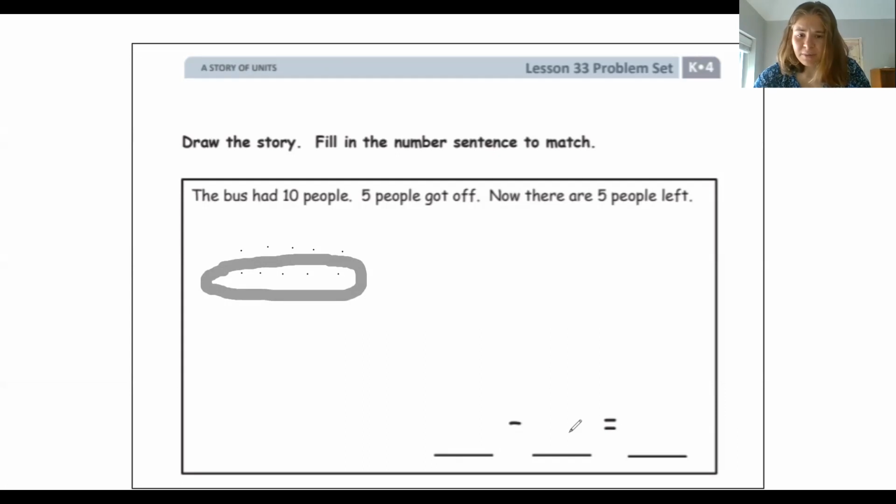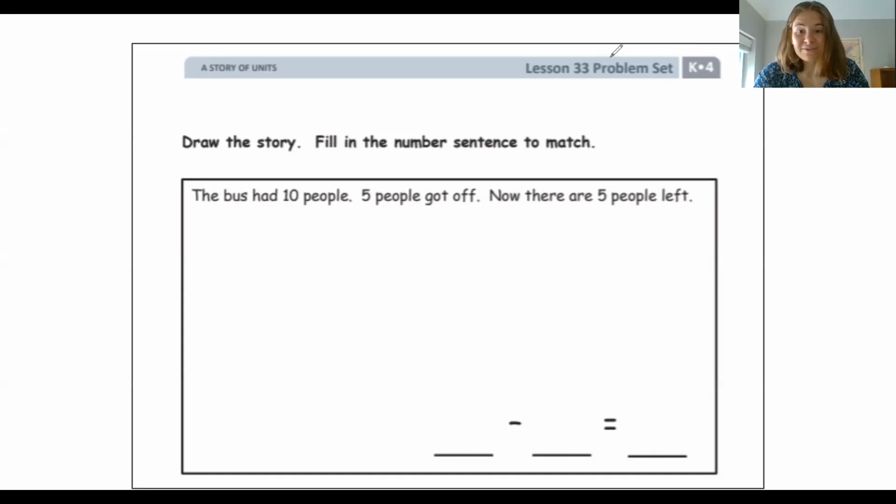How can I fill in this number sentence? There are 10 people, 5 go away. Now there are 5 left. Hit pause and fill in that number sentence for me. Hit play when you're ready to go. Okay, right, so we started with 10 minus, how many people did we lose? How many people got off the bus? 5, right? You can check your picture if you need help remembering. And how many people are left? Right, 5 people are left. 5 and 5 together makes 10, so this checks out.